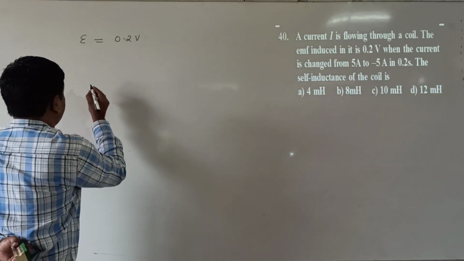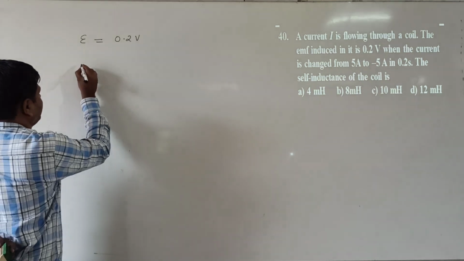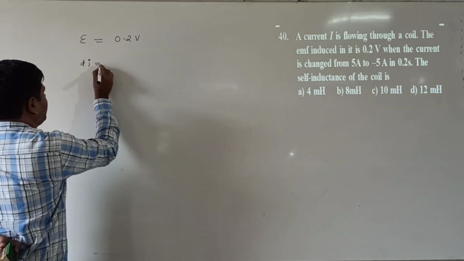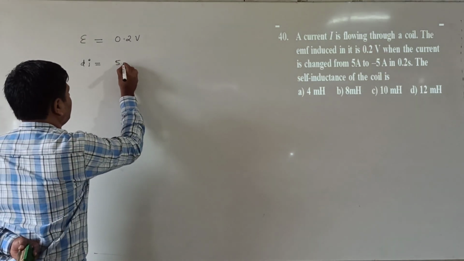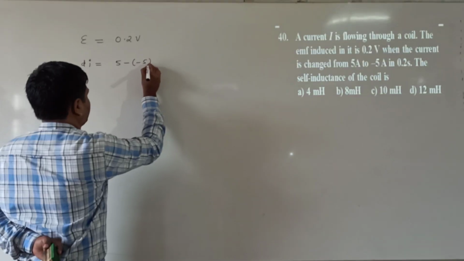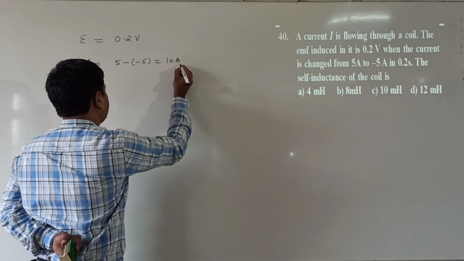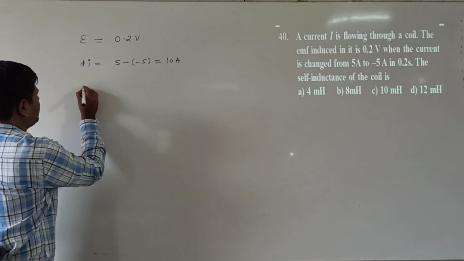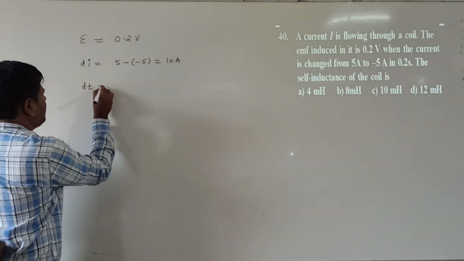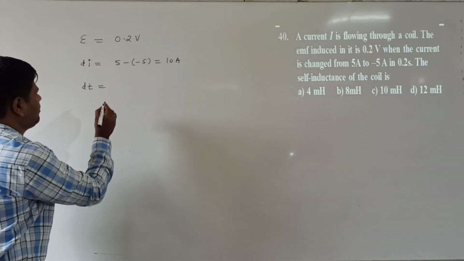Now, I1 and I2 are given here. The change in the current, dI, is equal to initial minus final: 5 minus minus 5, which is 10 amperes. Now time is also given: dt is equal to 0.2 seconds.